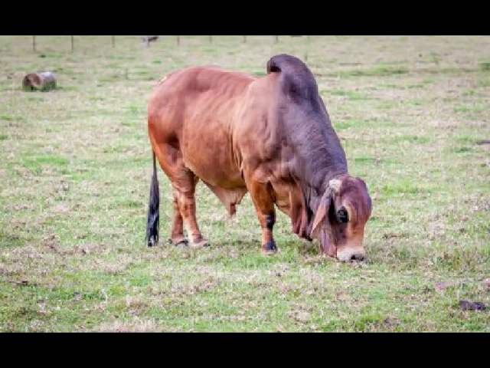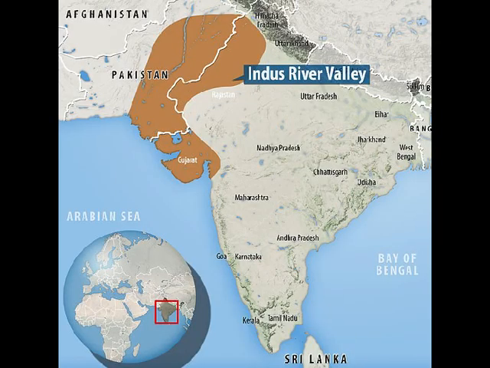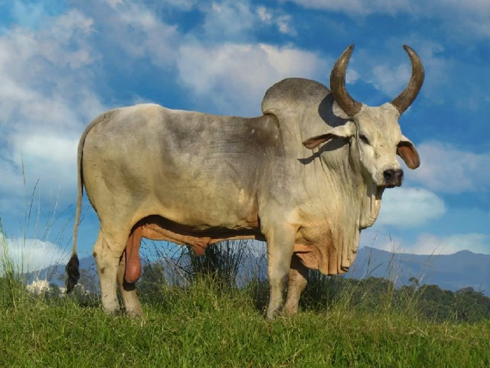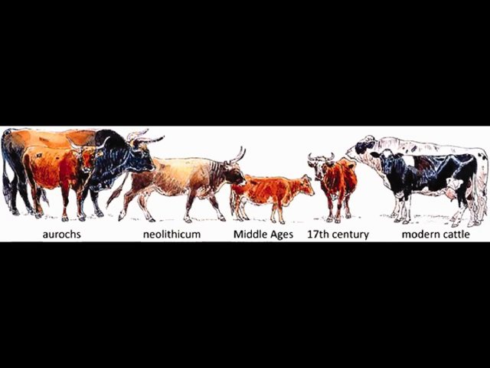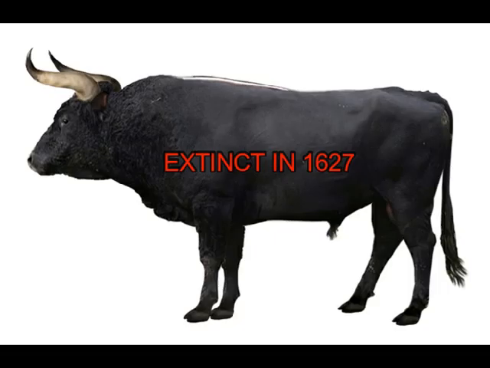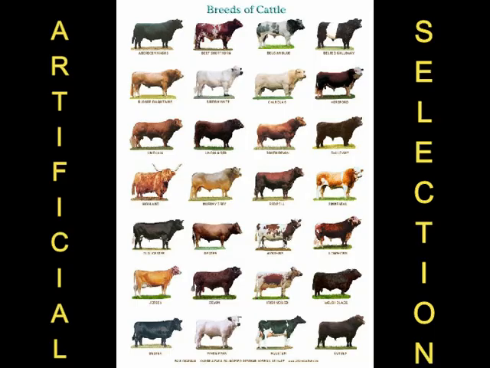About 7,000 to 8,000 years ago, a local variety of aurochs was domesticated. Where? In the Indus Valley on the Indian subcontinent. Now these gave rise to the humped or zebu cattle. All our modern breeds of cattle have developed from the aurochs. But the aurochs became extinct when the last one died in Poland in the year 1627. Now cattle farmers have used artificial selection to develop many special breeds of cattle from the original domesticated ones.